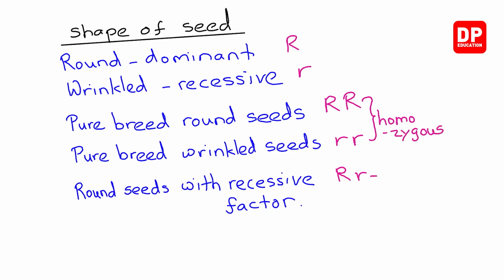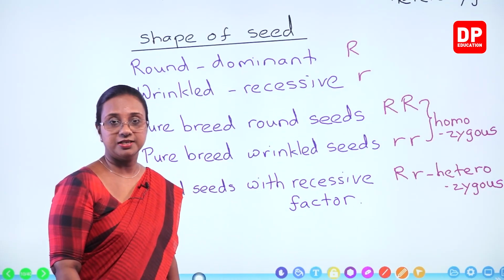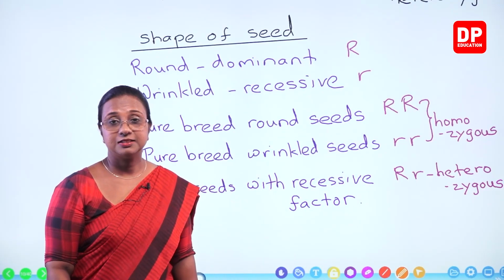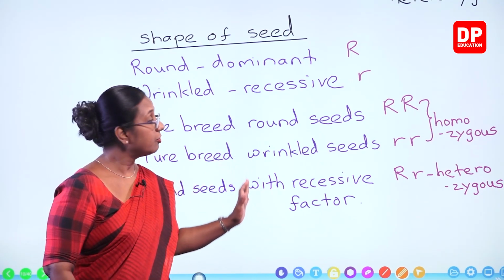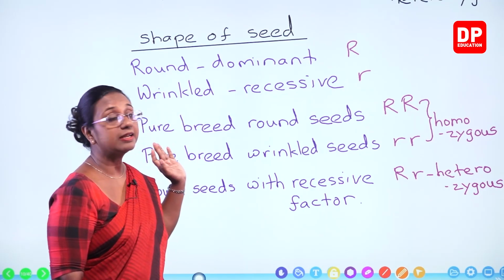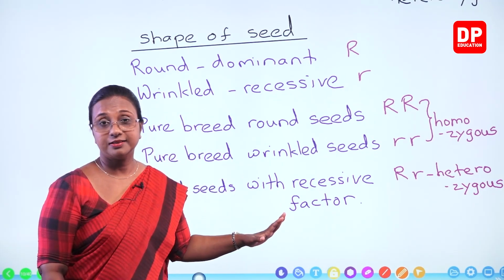And this is heterozygous. Homozygous, heterozygous. Is that clear? So far students, we have discussed how to represent the factors that determine the characteristics.